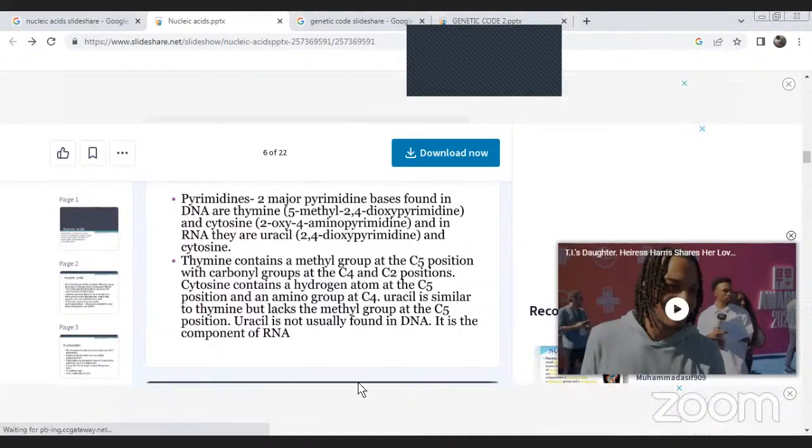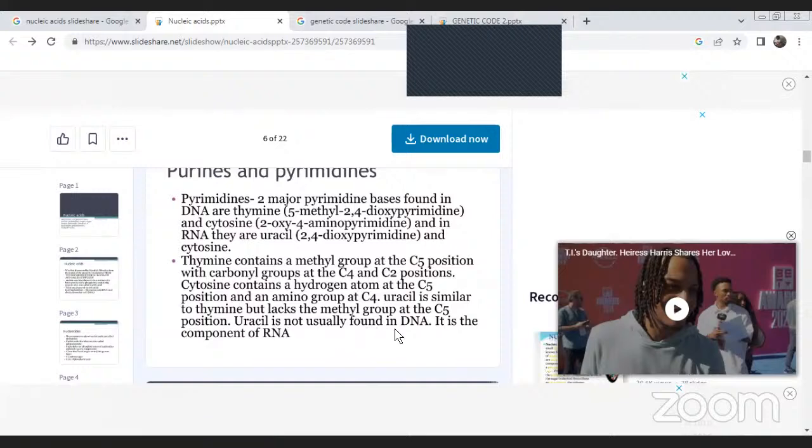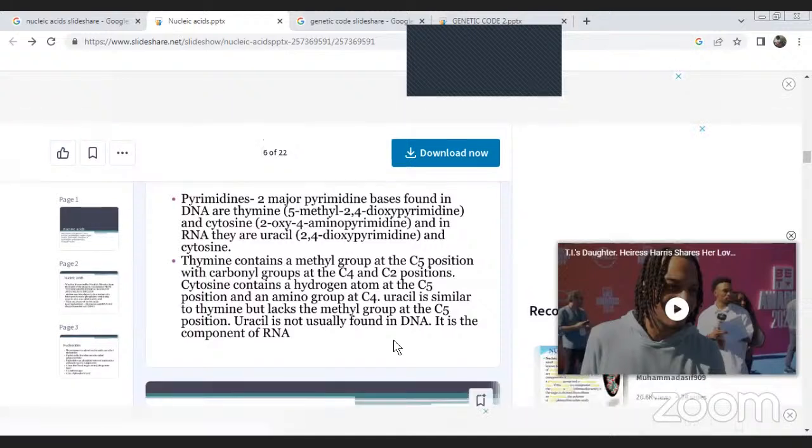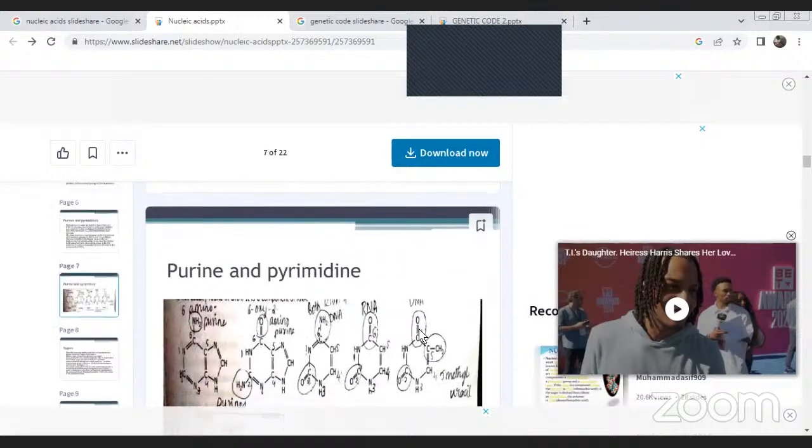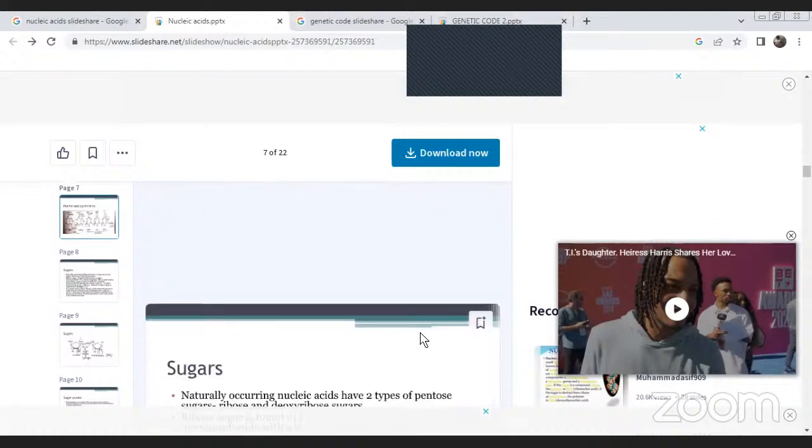Okay, amino group. Next, uracil is usually not found in DNA; it is a component of RNA. Instead of thymine, uracil is present in RNA. Uracil is a pyrimidine present only in RNA. Thymine and cytosine are present in DNA. Purine and pyrimidine are both bases.